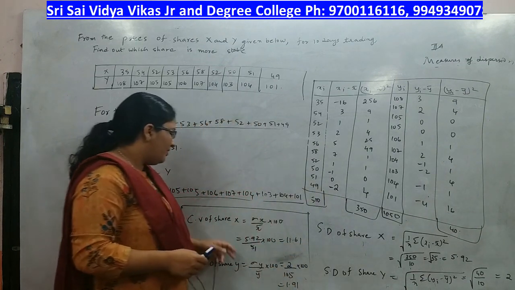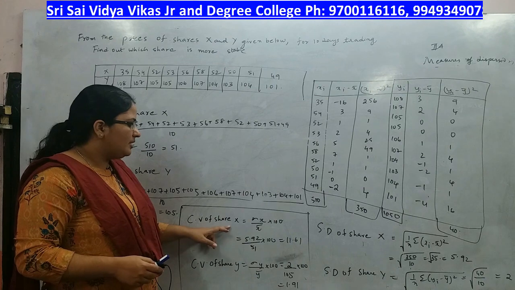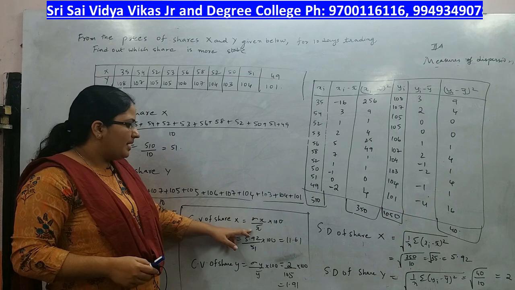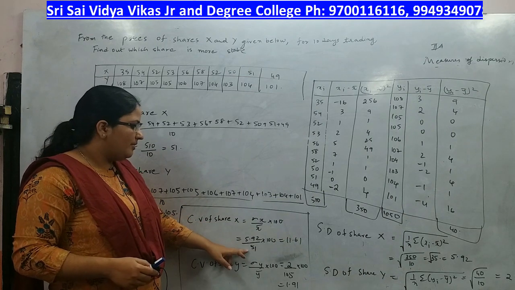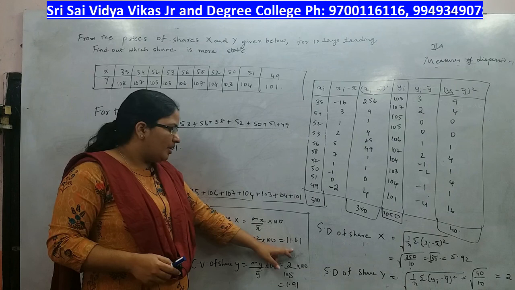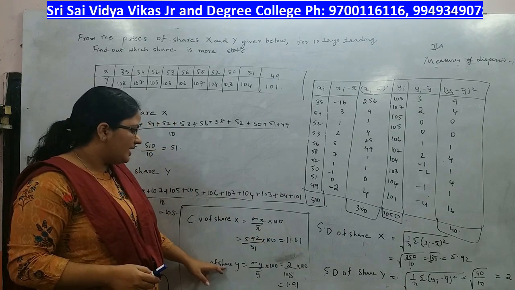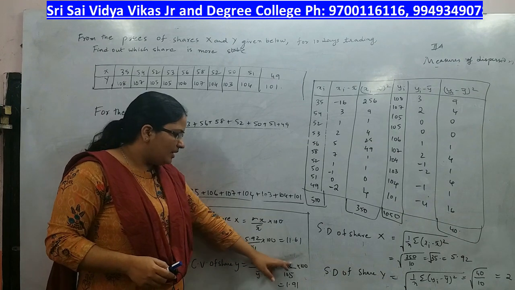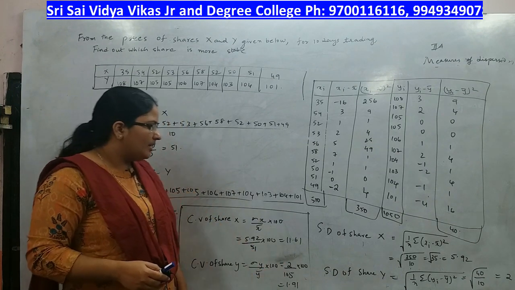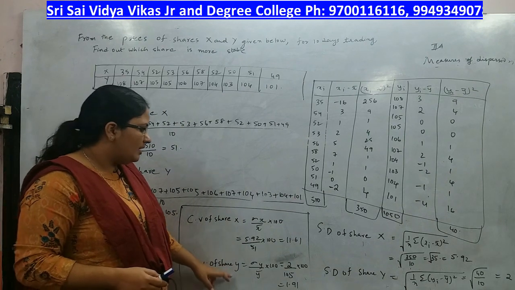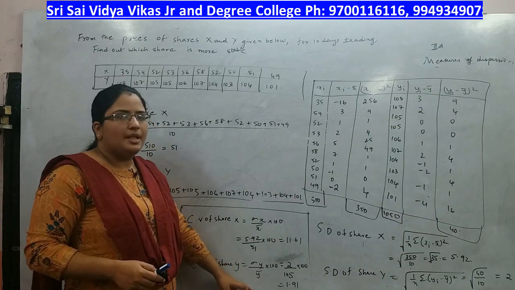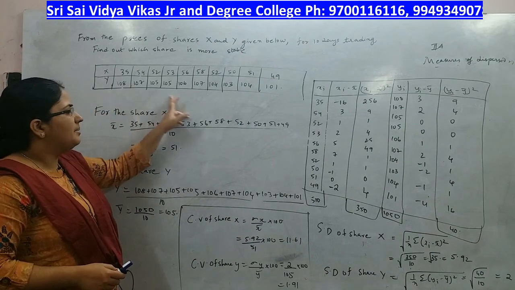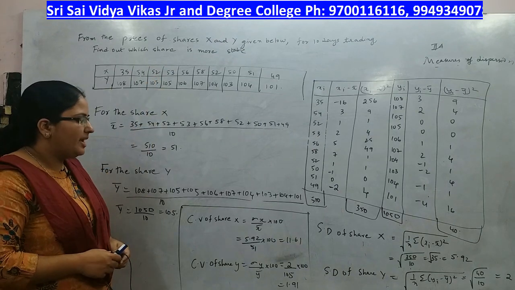We have to find the coefficient of variation of share x. Coefficient of variation is standard deviation by mean into 100, that is 5.92 by 51 into 100, which is 11.61. Coefficient of variation of share y, sigma y by y bar into 100, 2 by 105 into 100, that is 1.91. Now which is the smaller value here? 1.91 is the smaller value. So y shares are more stable compared to shares of x.